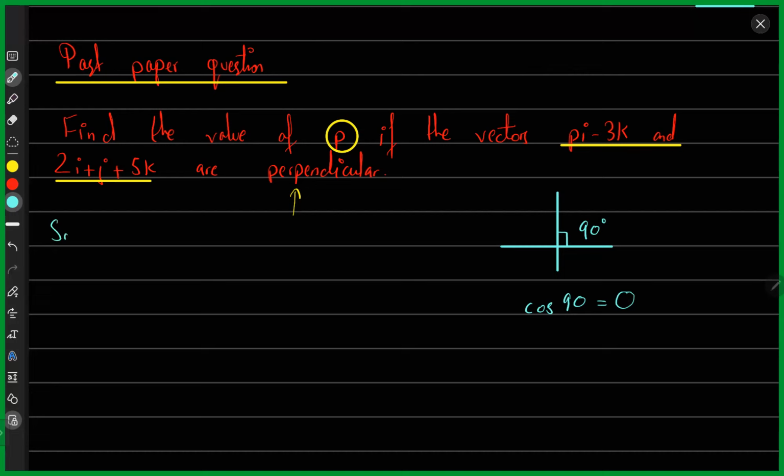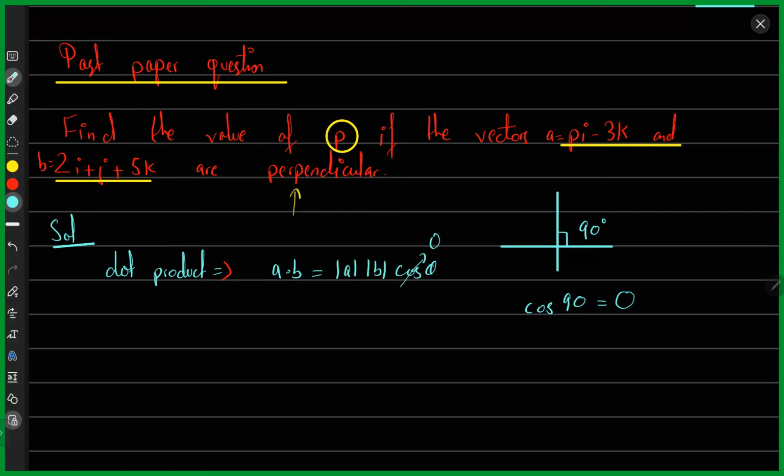So if we talk about the solution, we know that if we take the dot product, it is basically equal to, let's call it A and let's call this B. So A dot B is equal to A mod B mod into cos theta, and this part is 0. So A dot B is equal to 0.